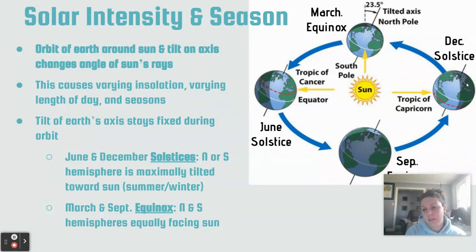If we travel directly across, we can see the opposite happens here. So now we are tilted further away in the northern hemisphere, so we would be moving into winter, and our southern hemisphere is closer, so they would be having their summer.